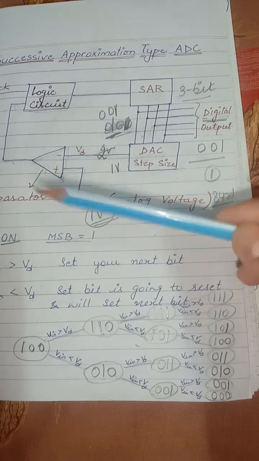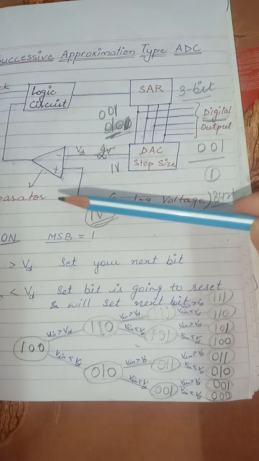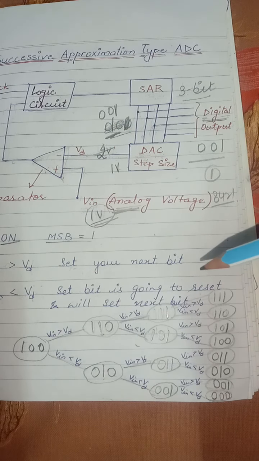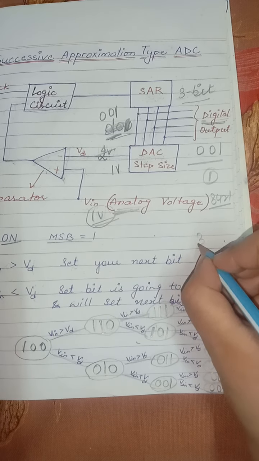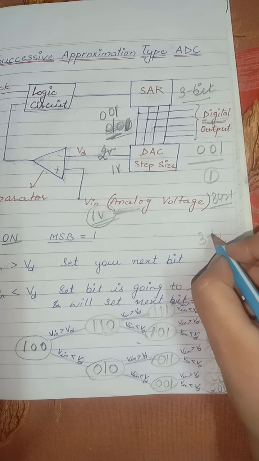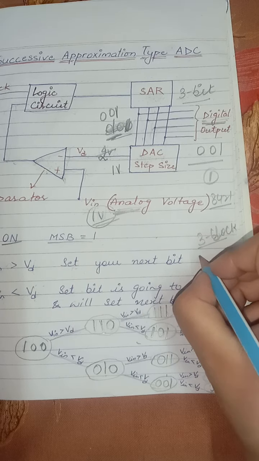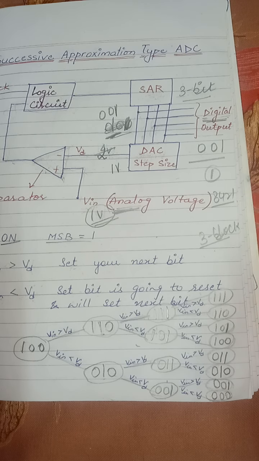In the previously explained analog to digital converter, that was a counter type, it was taking 2 raised to power n minus 1 clock pulses, and compared to that this one is a much faster converter, taking only 3 clock pulses for 3 bits to convert the analog input to the digital. So this is the faster one. So you can compare both of the circuits.